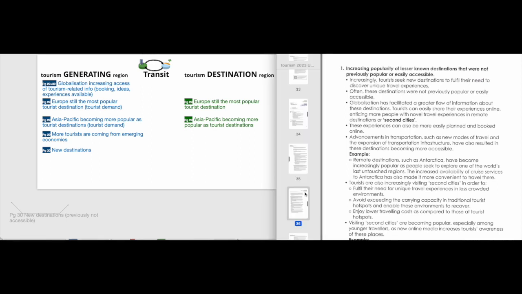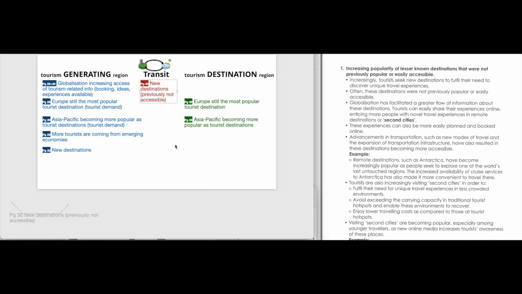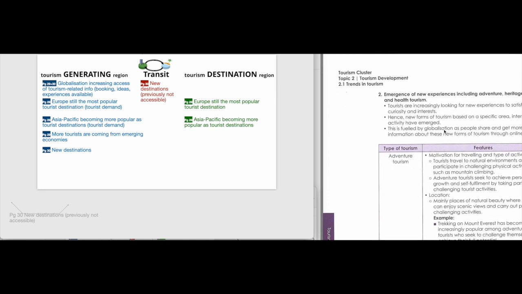Okay, but he also mentioned that it was inaccessible in the past, and with globalization, transport, it is easy to access them now. So it is also a transit thing as well. Okay, because of improvements in the transit route, that is why more people are traveling to these lesser known locations. Okay, now let's move on to the next one.